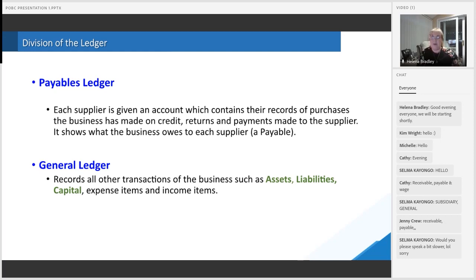It captures my capital transactions. So again, it looks at what I've invested, what the owner of the business has invested in this business. It captures my expense accounts, my electricity, my wages, my rent, my rates. It captures my purchases, my income. It captures everything that is not a customer or a supplier account.